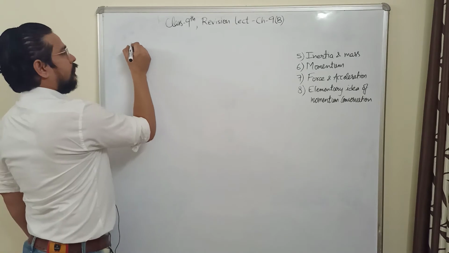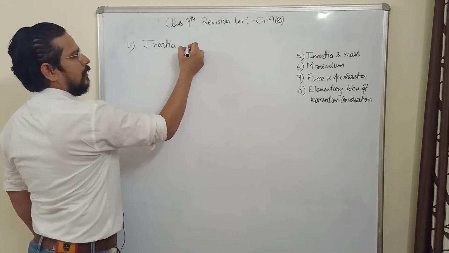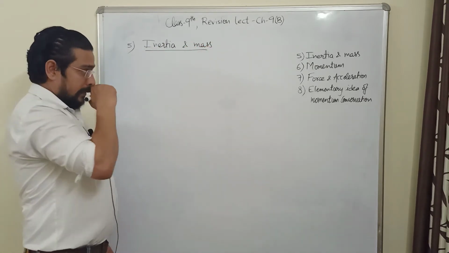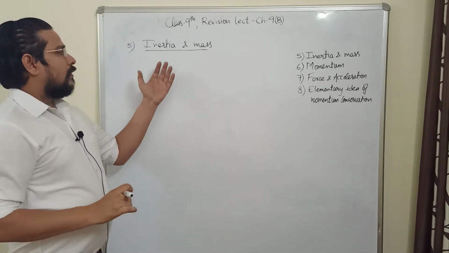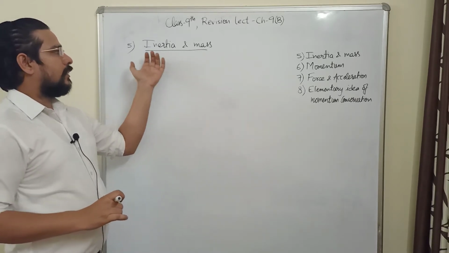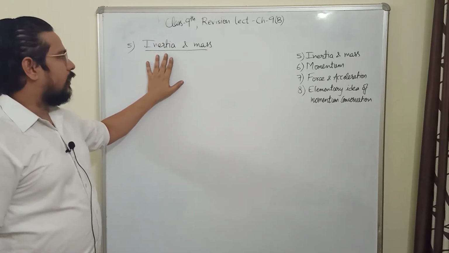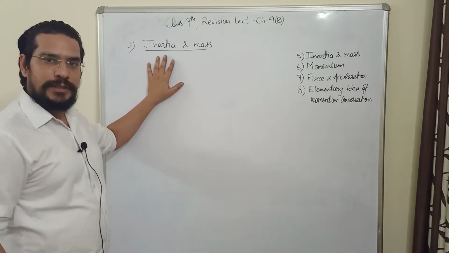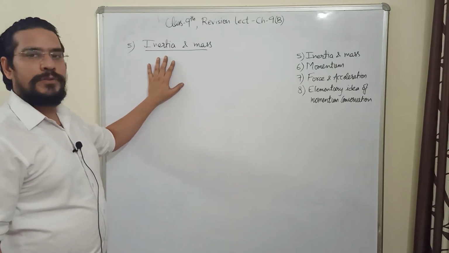So the fifth topic of this chapter is inertia and mass. Inertia and mass are similar terms, but they are not the same. Mass is the measure of inertia. Greater the mass, greater the inertia. But inertia is not mass. Inertia is the tendency. We calculate inertia, but not in class 9th. We will calculate moment of inertia in class 11th, and moment of inertia is defined as mass into square of radius.